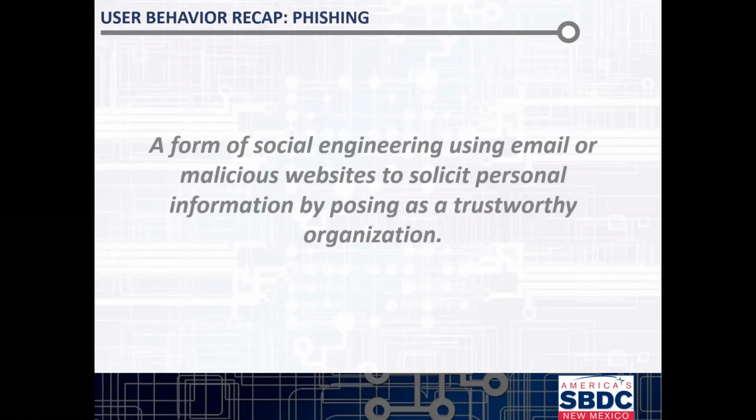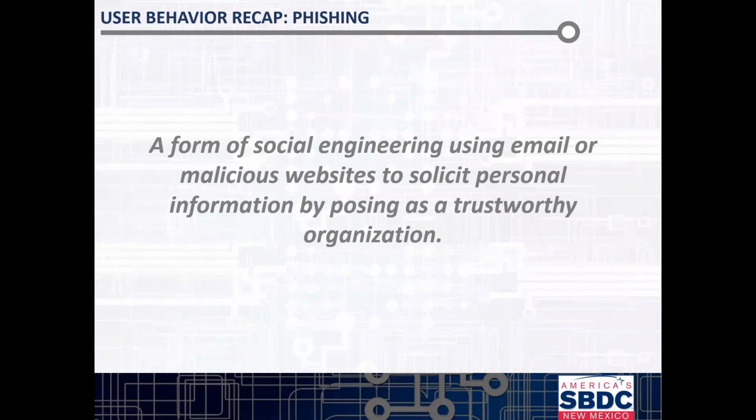And the primary form of social engineering is phishing attacks, using email or malicious websites to solicit personal information by posing as a trustworthy organization. In addition to phishing, we discussed the variants of phishing, vishing and smishing, but in all cases, an attacker can send a communication either by email or by voice or by text, seemingly from a reputable source requesting some type of critical personal or business information, often suggesting that there is some sort of problem to get you triggered to take action.